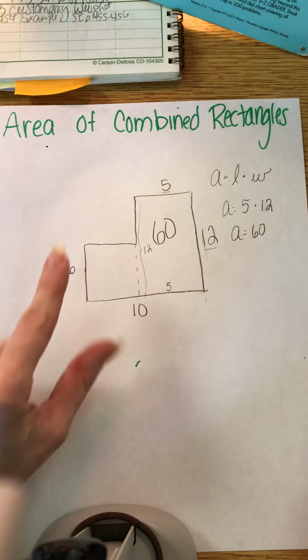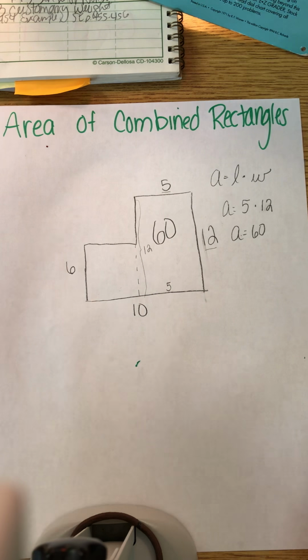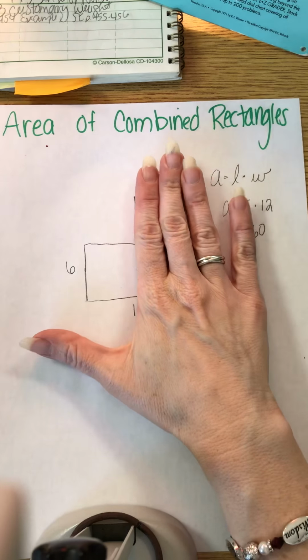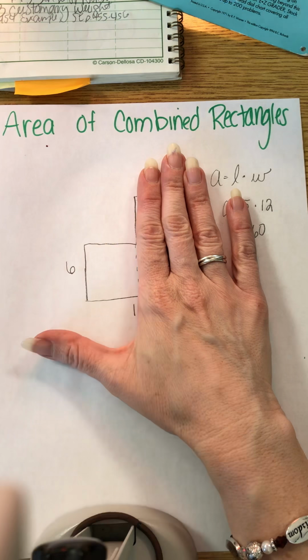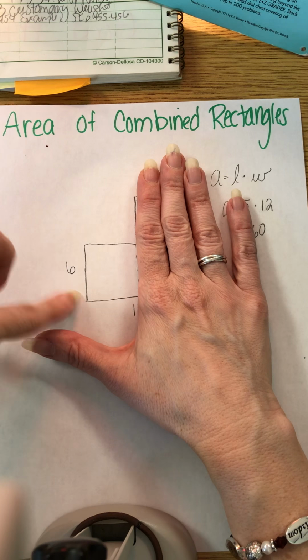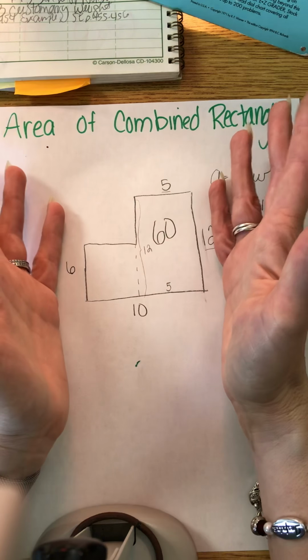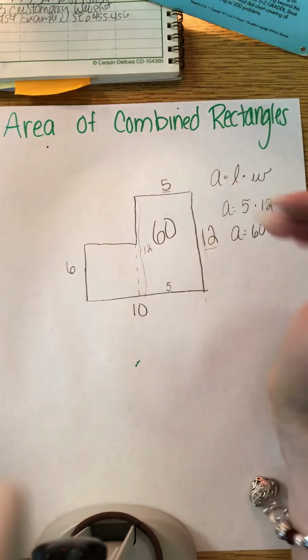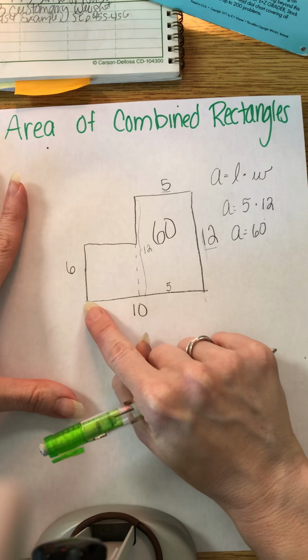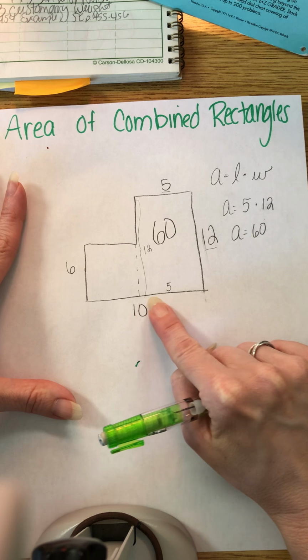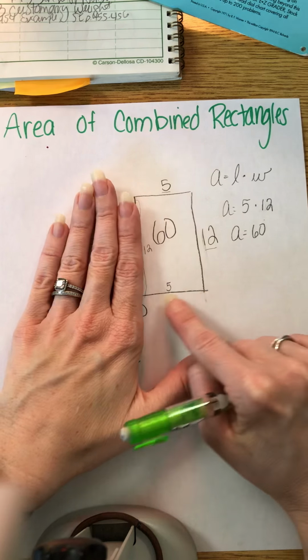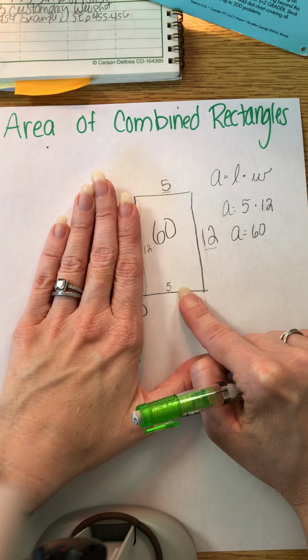Now, let's go over to this smaller rectangle. What we'll see here is that we're missing some numbers. We have some data that is incomplete, and so we have to use our whole picture to find the missing data. You can see that this entire side was 10 units, but this amount was 5.